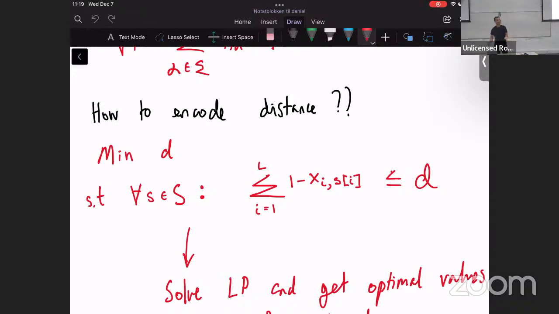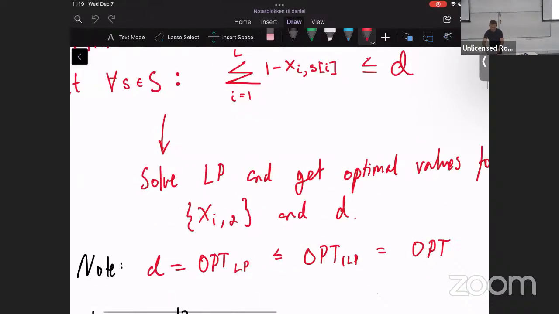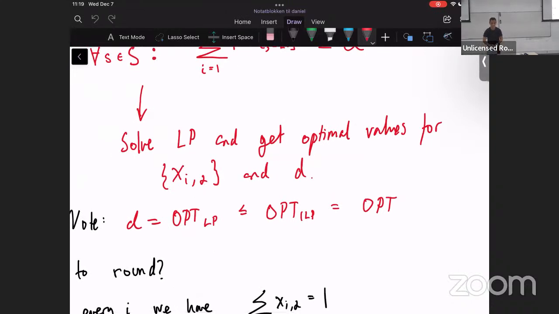We can't solve the ILP, but we can solve the LP. So let's solve the LP relaxation in polynomial time. And we get optimal values for the x_{i,alpha} and D, except that the x_{i,alpha} now aren't 0, 1 variables. There's some weird thing between 0 and 1. I pick this letter 0.2, that letter I pick 0.5, etc.